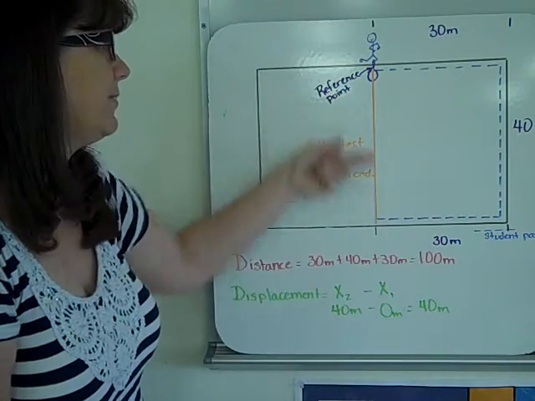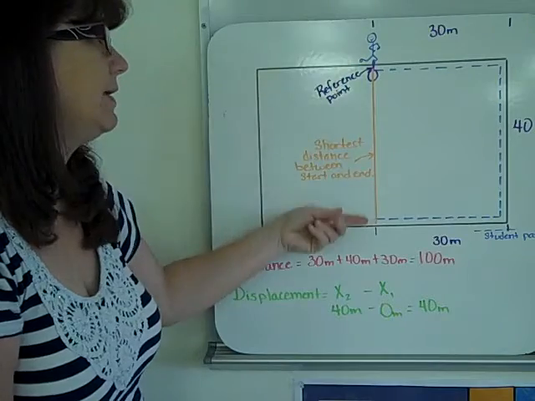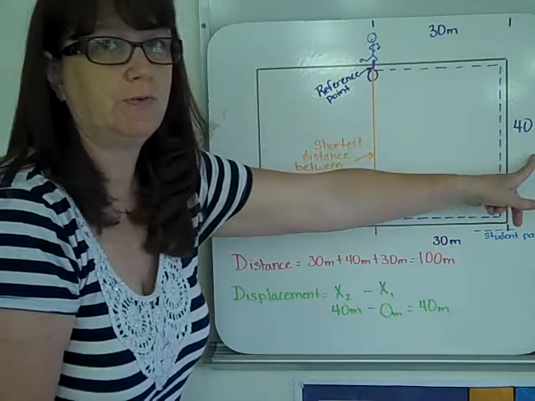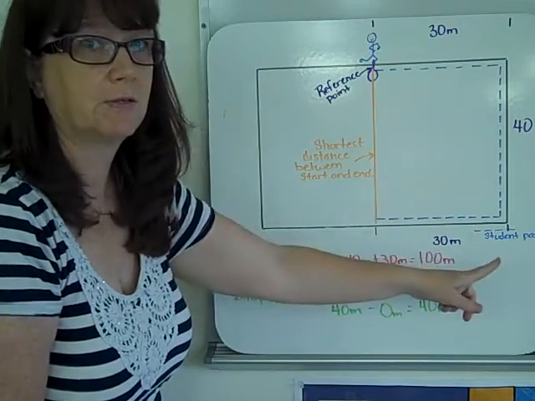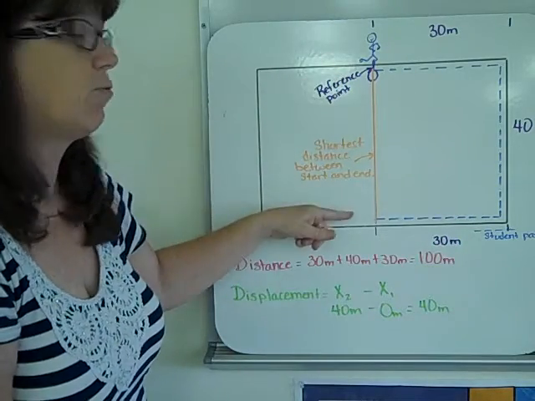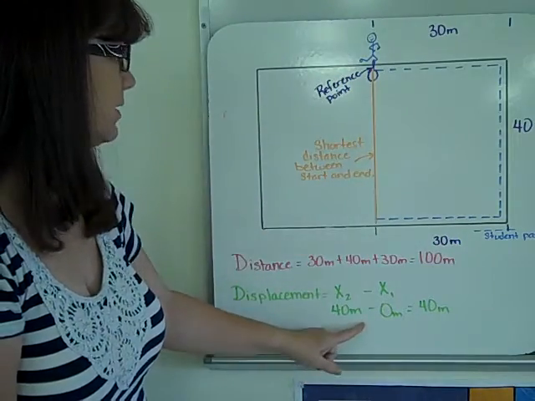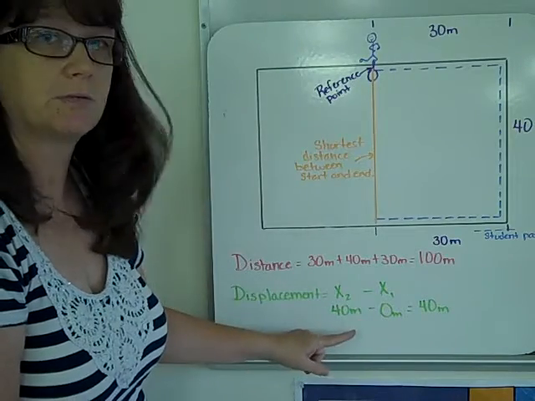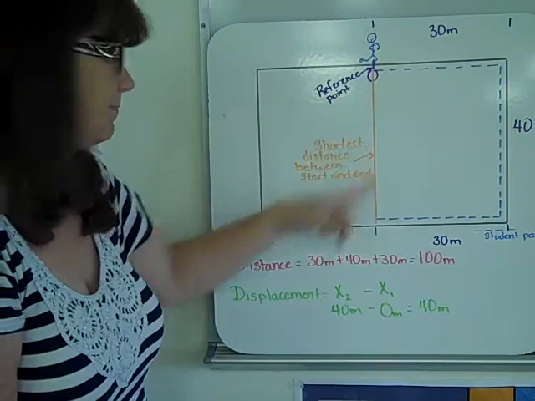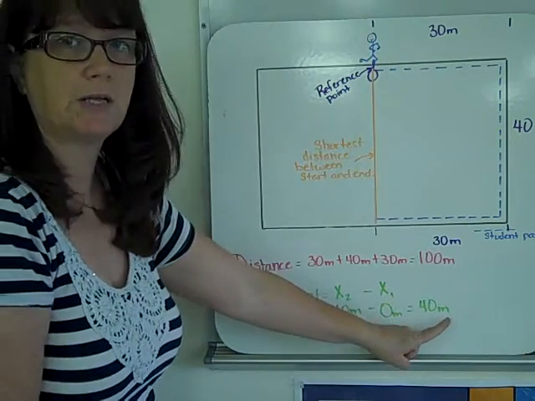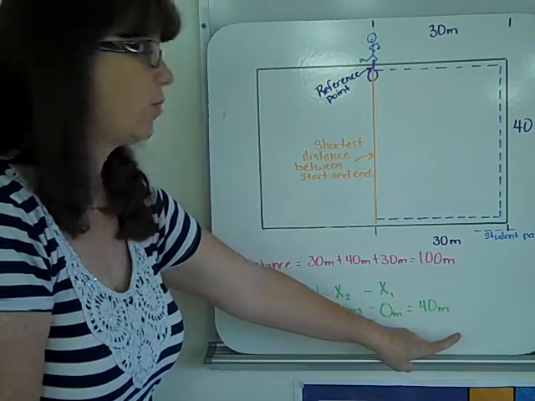Well, when we look at this, our straight line here is equivalent to the distance here. It's not this. That's why we have to use the 40 meters. So our ending point is at 40 meters minus 0 meters where they started, which is going to give us a total displacement of 40 meters.